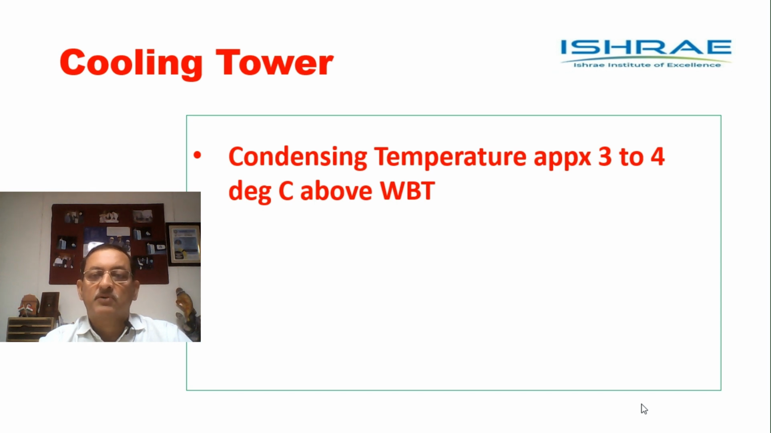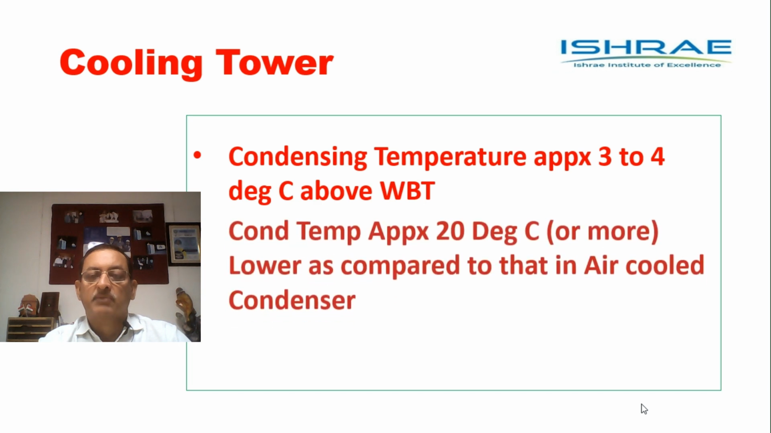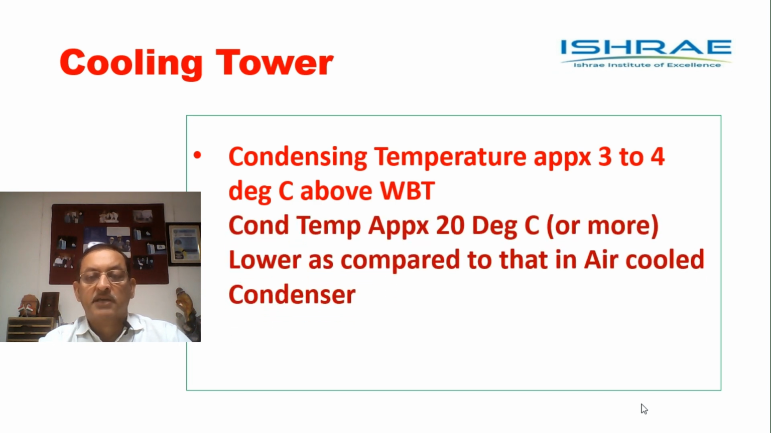If we have a cooling tower, then the condensing temperature is approximately 3 to 4 degrees centigrade above the wet bulb temperature. Mind you, last time when we talked about air cooled condenser, we were talking about the dry bulb temperature, and there it was 11 degrees centigrade above the dry bulb temperature. And here the temperature will be around 3 to 4 degrees centigrade above the wet bulb temperature. Wet bulb temperature is much, much lower as compared to the dry bulb temperature. Condensing temperature in this case will be approximately 20 degrees centigrade or more lower as compared to that in the air cooled condenser.